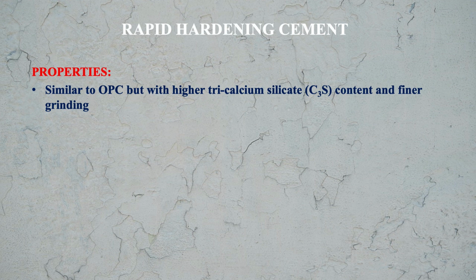Now let us see the next type of cement. Next type of cement is our rapid hardening cement. Let us see the properties of rapid hardening cement. Rapid hardening cement is similar to ordinary Portland cement but with higher tricalcium silicate. Means here the C3S content is higher in comparison to the OPC. And also if you look at the grinding, here in RHPC or the rapid hardening cement, basically the grinding is finer. Means the cement particles are more fine.